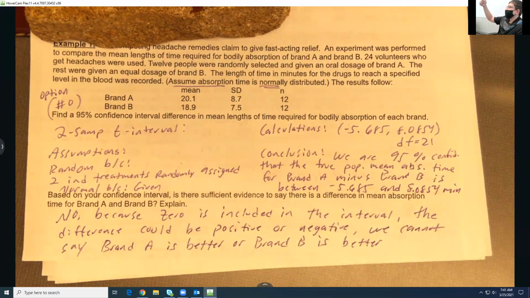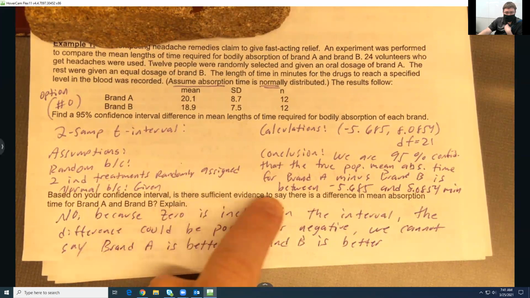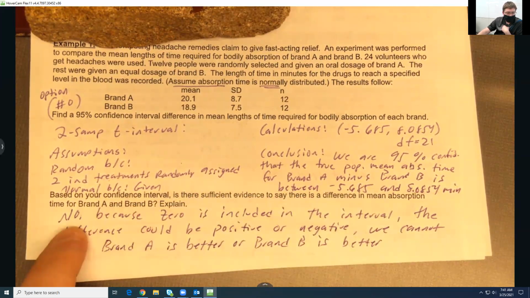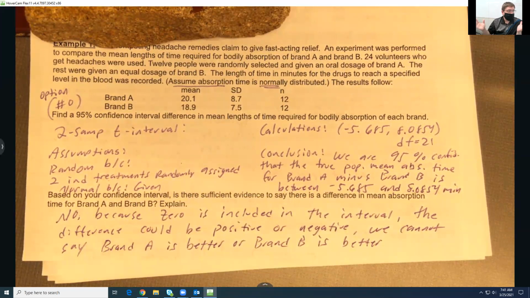All right, everybody good? For the last step, I'll put the slide up in a second. Based on your confidence interval, is there sufficient evidence to say there's a difference in mean absorption time for brand A and B? No. Why not, Mr. G? Because 0 is included in my interval.